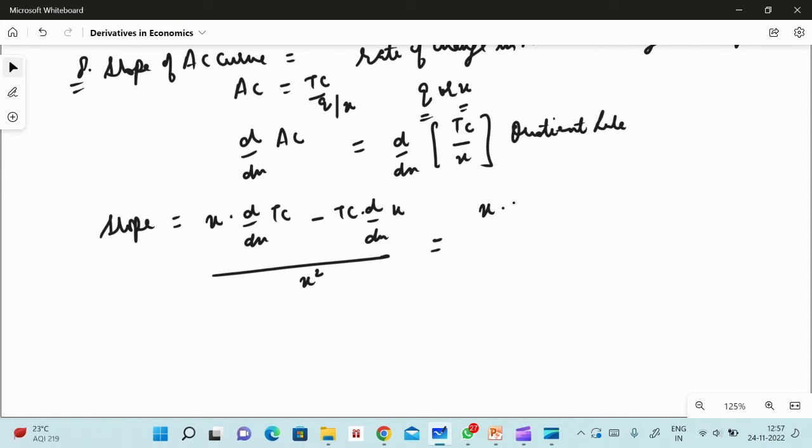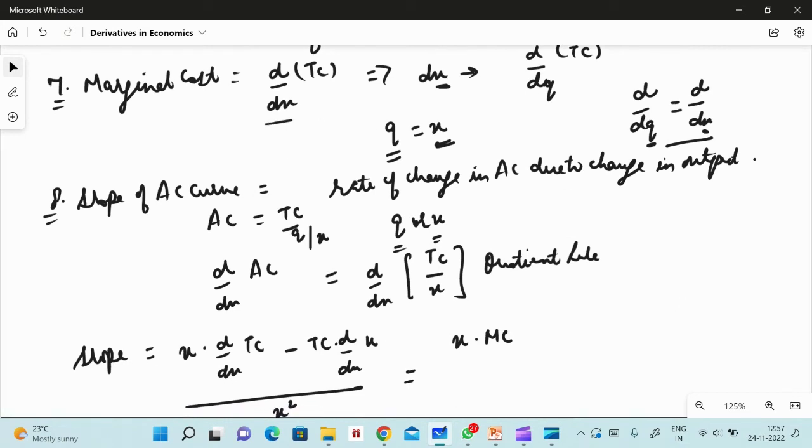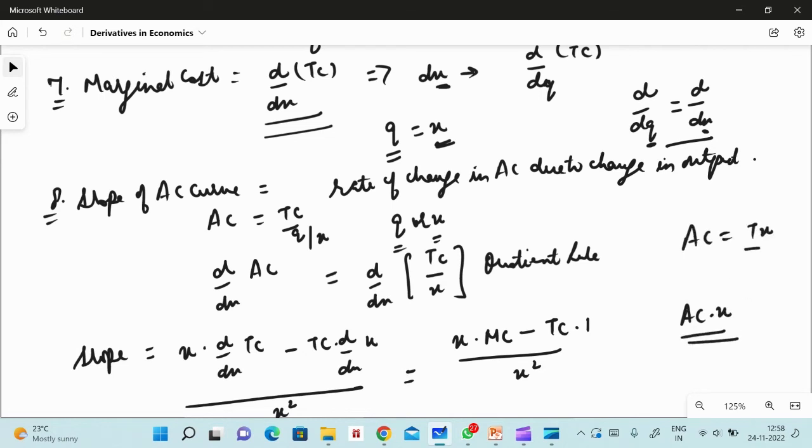So this gives me x into the derivative of total cost, which is marginal cost. Okay, this we have already covered. See this point, the seventh point, that the derivative of total cost is marginal cost, right? So x into MC minus total cost into 1, divided by x square, right? And instead of this TC, we can write AC into x. Why do we write this? Because we know that AC is equal to total cost divided by x. So if we have to calculate total cost, we have to multiply average cost with x.